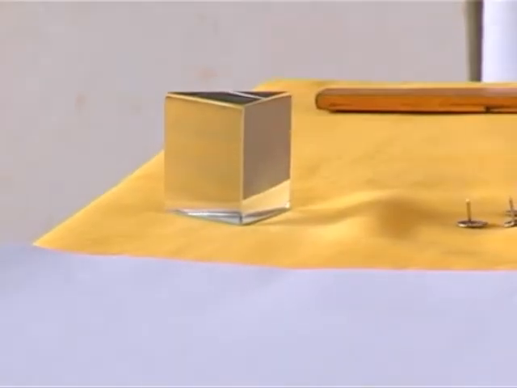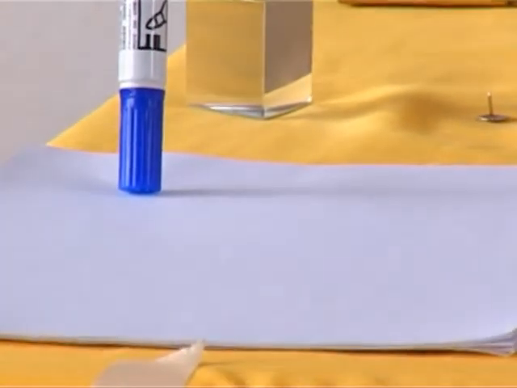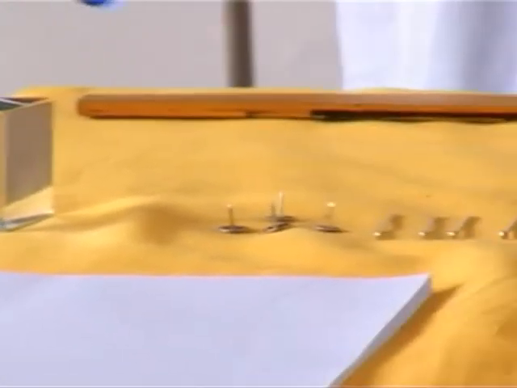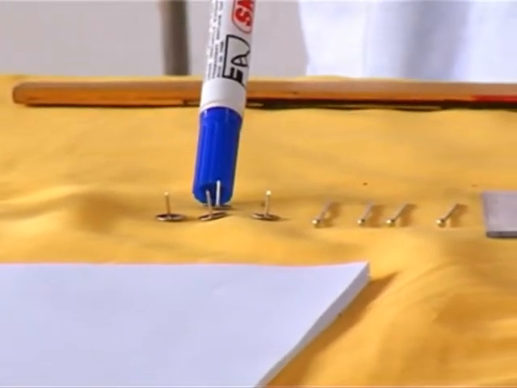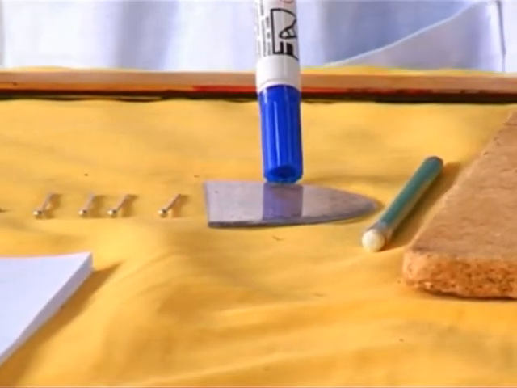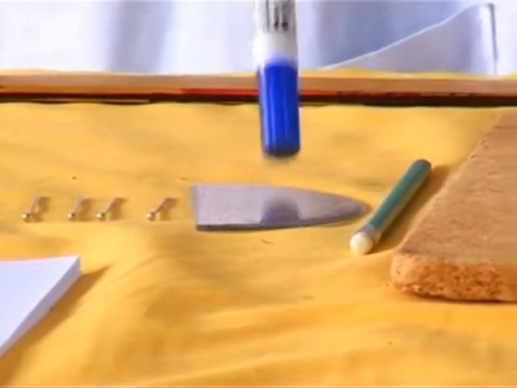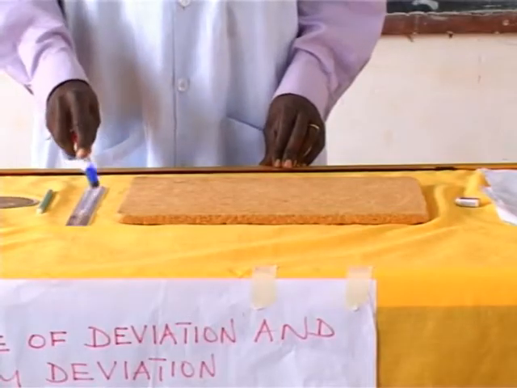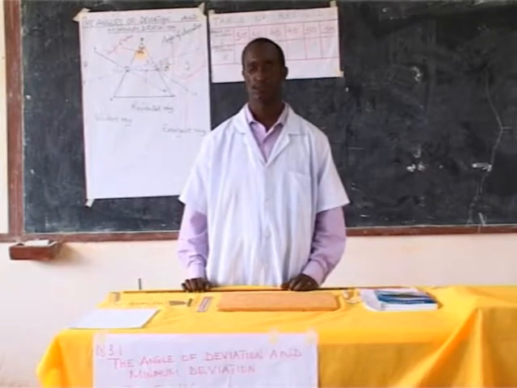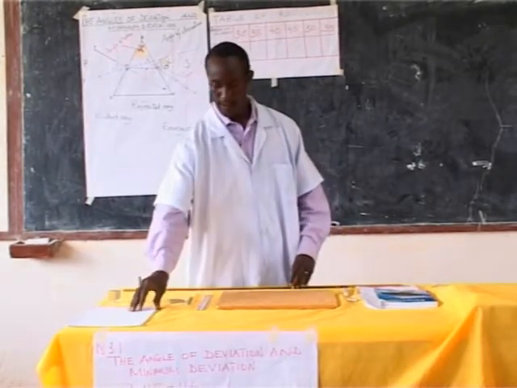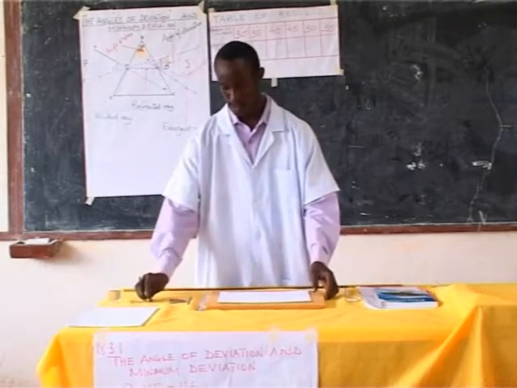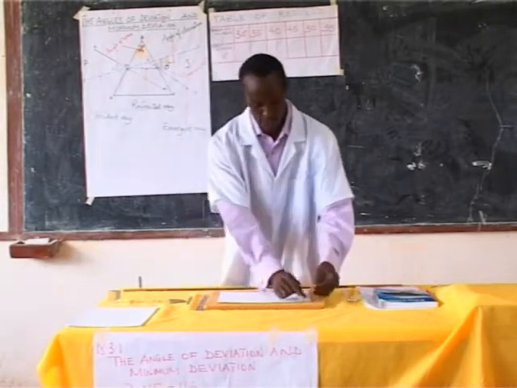Requirements: you have a white sheet of paper, a triangular glass prism, 4 optical pins, a protractor, a pencil, a ruler, and a soft drawing board. Procedures: fix a white sheet of paper on a drawing board by using drawing pins.